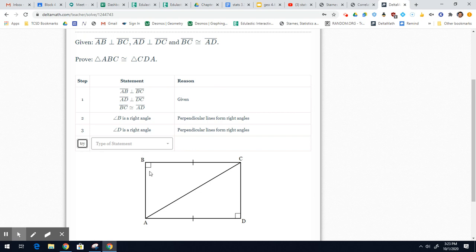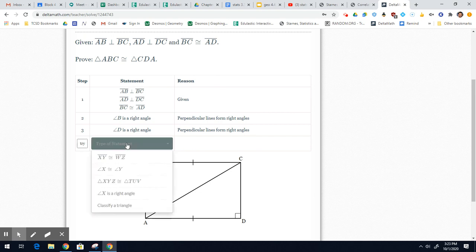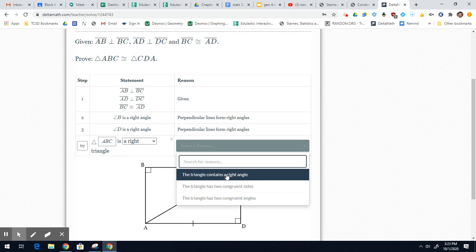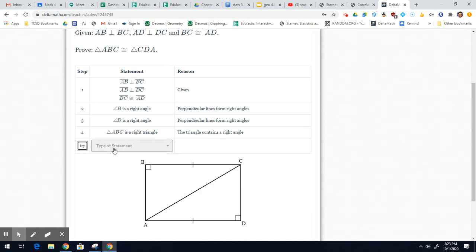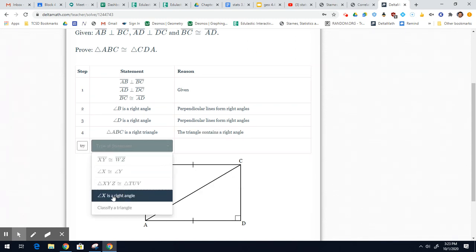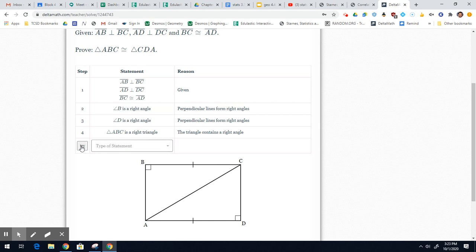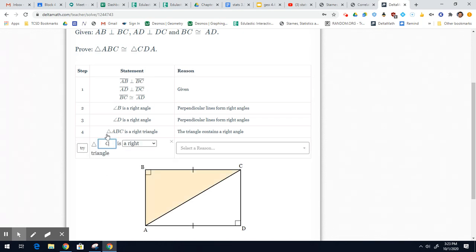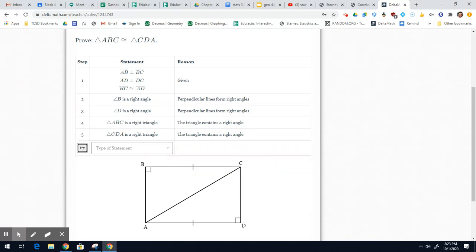So now we have to say that the triangles are right triangles. So now I'm going to classify a triangle. I'm going to classify triangle ABC as a right triangle, and it's because it has a right angle. And I'm going to classify triangle CDA, getting click happy. I'm going to type a statement, classify a triangle. We're going to classify CDA as a right triangle, again, because it has a right angle. Okay, so I got my right angles.